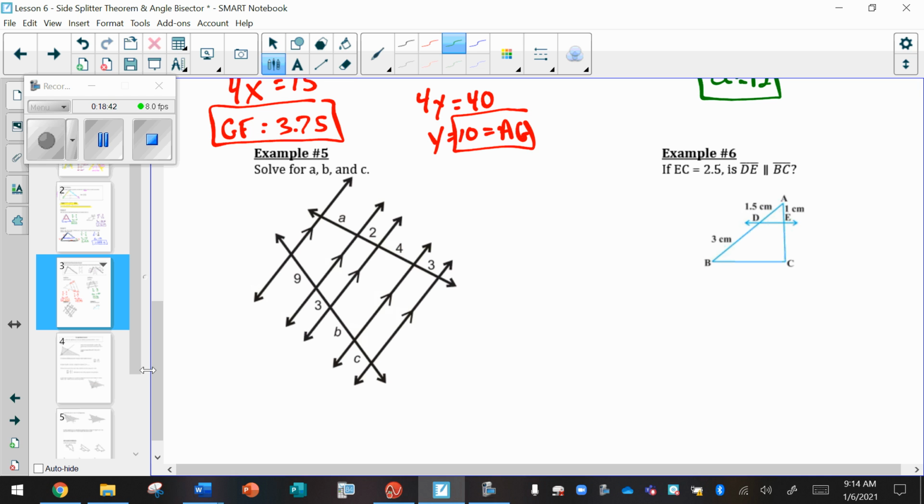So why don't you pause the video and try example number 5: solve for A, solve for B, and solve for C. And then if you feel up to it, do example 6 as well. So pause, try those, and then come back.